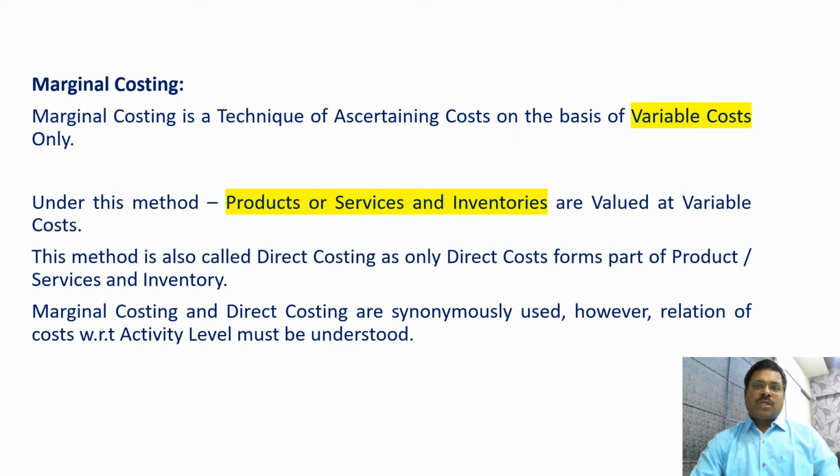As I said, marginal costing is a technique of ascertaining cost on the basis of variable cost. Variable cost again is nothing but marginal cost. Under this method, the inventories and cost of production are valued at variable cost only. So direct cost and variable cost are almost one and the same, synonymously used. But we have to understand certain activity level costing here. This I will explain in the next slide.